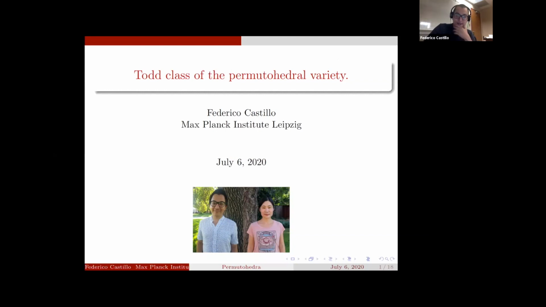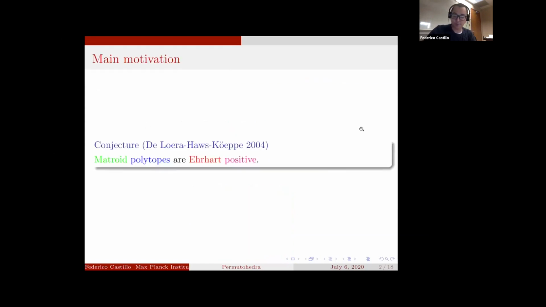Okay, so I want to spend a lot of time going over the motivation, because even though the title seems to have some strange words, varieties and classes, we are trying to solve an enumerative combinatorics problem that is very concrete. So I will spend some time trying to explain the main question.